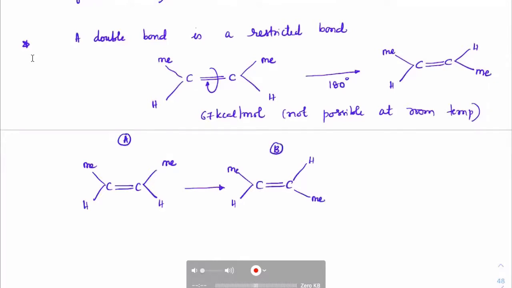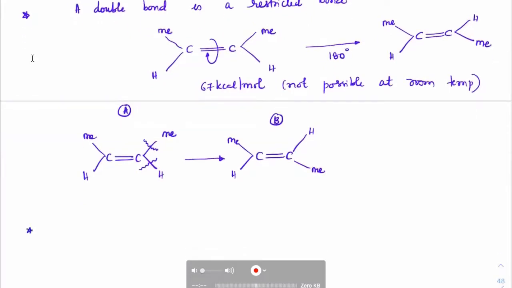Then what will I do? I will break the bond here, and then I will put this hydrogen on the same carbon but with a different orientation, and this methyl with a different orientation. So you can see that we are breaking the bond and remaking the bond at the same position but with different orientation. This type is called geometrical isomerism. Now here one very important condition is that if we have the same groups, then there won't be geometrical isomers.